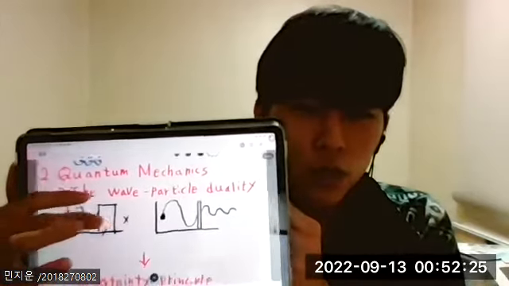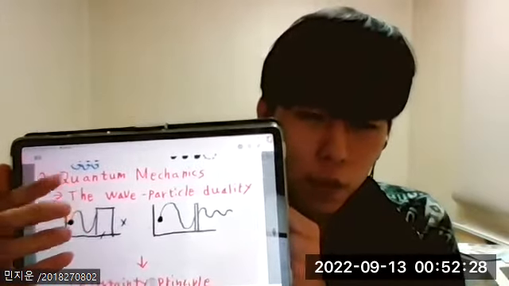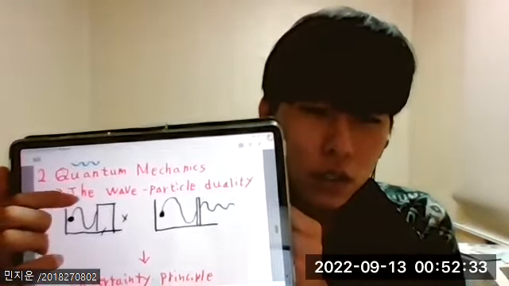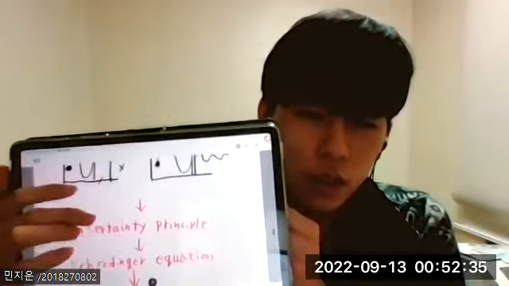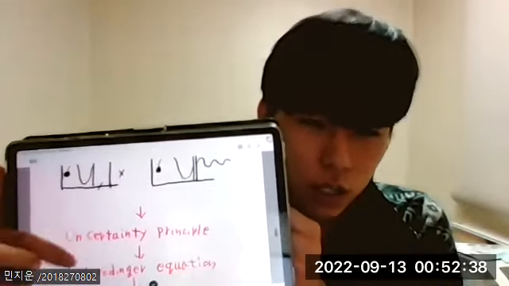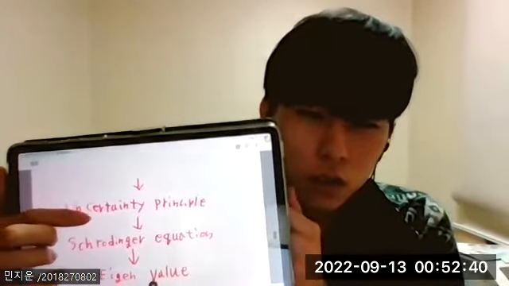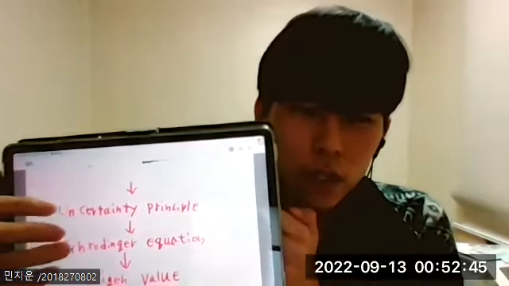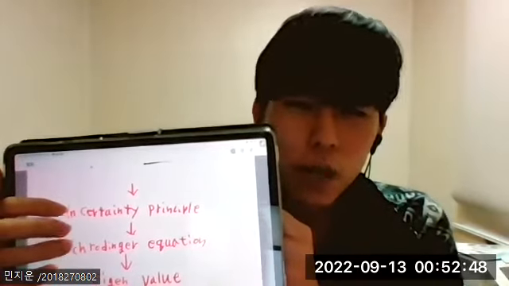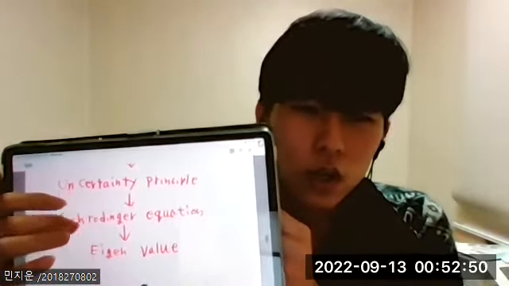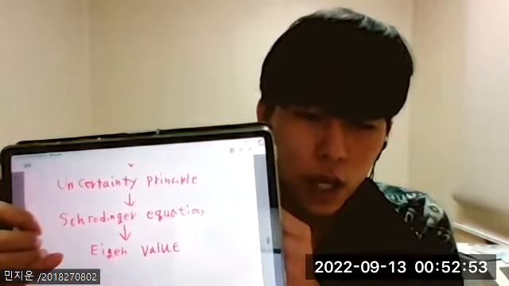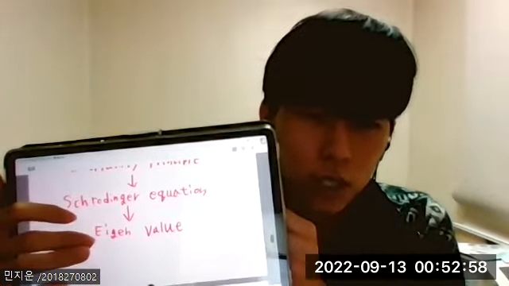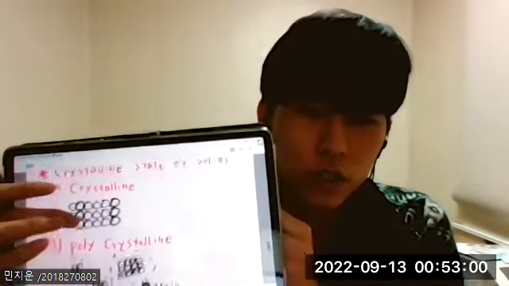Next, I explain about quantum mechanics briefly. First, the particle has wave-particle duality. Next, in quantum mechanics, there is the uncertainty principle, so we can't predict the location or velocity of a particle, but we can get the probability of the particle's eigenvalue by the Schrödinger equation.